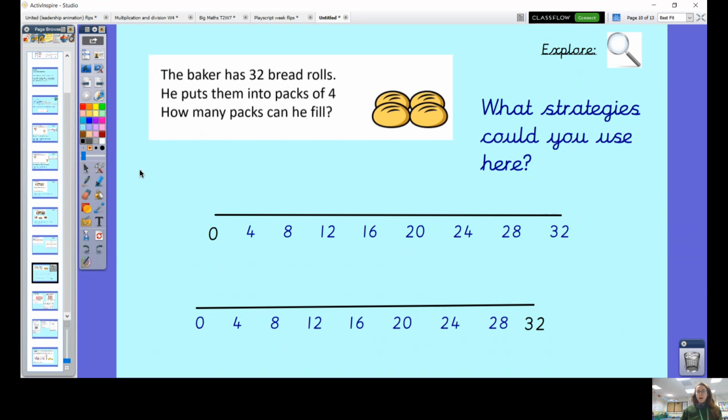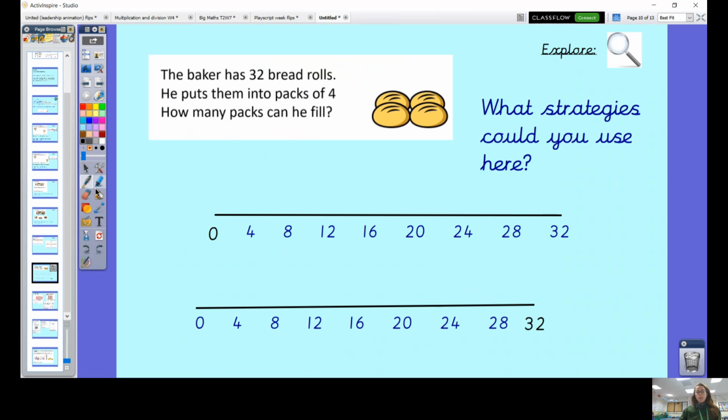Okay, so let's read this question. So the baker has 32 bread rolls. He puts them into packs of 4. How many packs can he fill? I wonder what strategies you could use here. I wonder how many different strategies you could think of to help you solve this problem. Have a think about how you might do it.